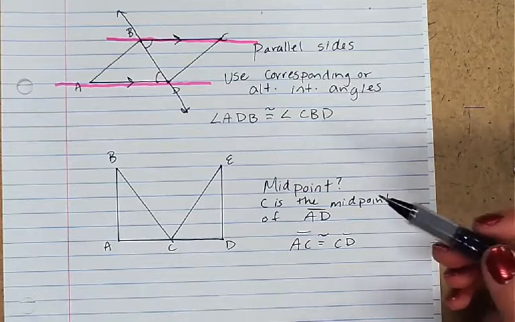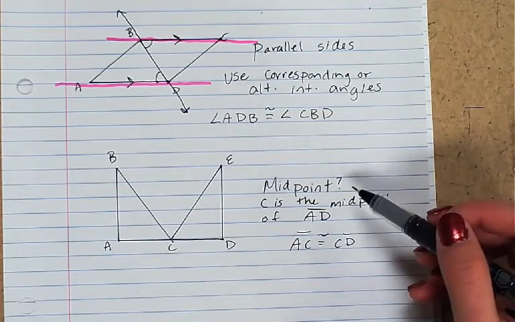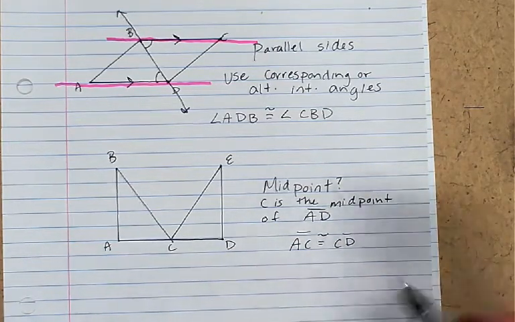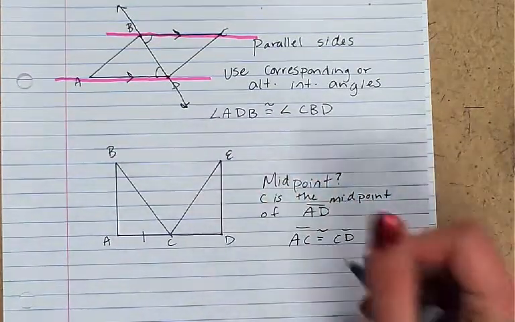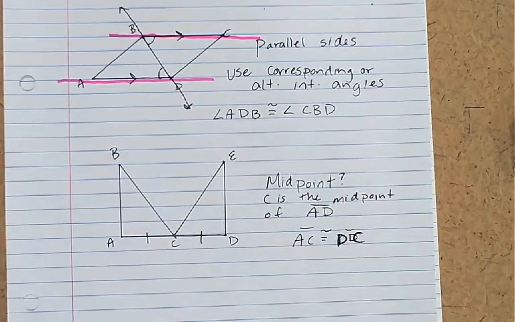The last one, like we used in our proof a couple of minutes ago, is if they give you the midpoint. When they say, like here, C is the midpoint of AD, that means that AC is congruent to, I put that in the wrong order, DC. AC is congruent to DC there.